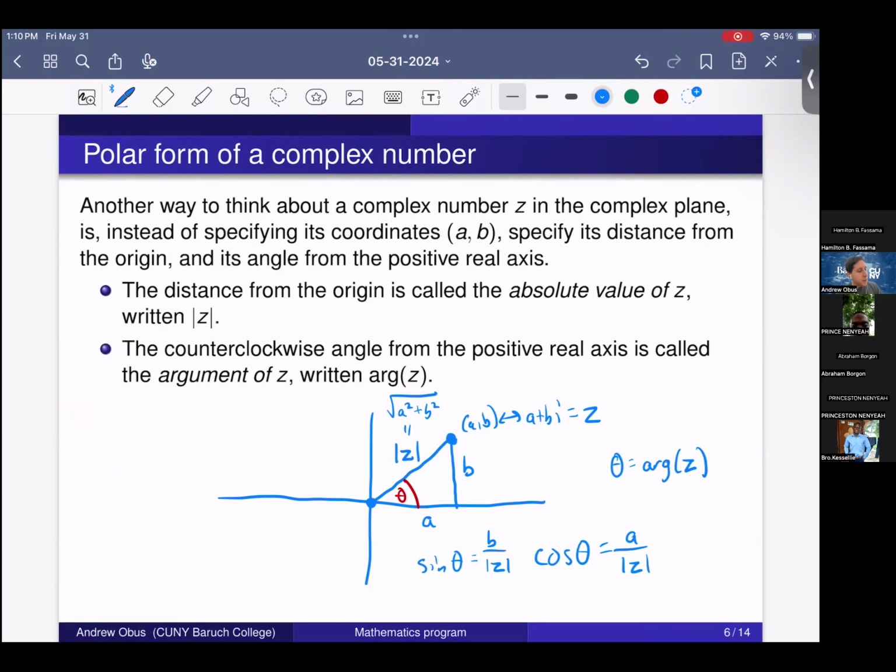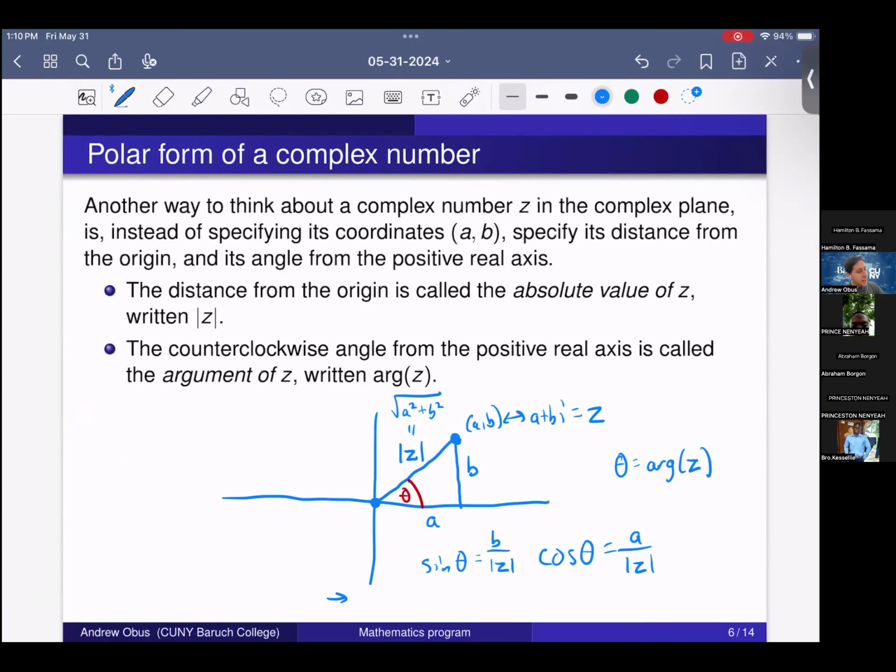So we have that. Or another way of saying it is that A is equal to the absolute value of Z times cosine theta, and B is equal to the absolute value of Z times sine theta, where theta is just shorthand for the argument of Z.